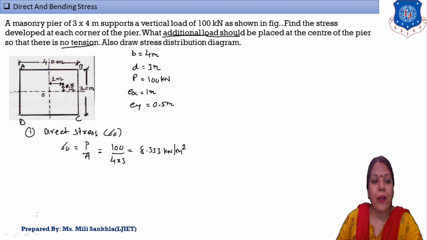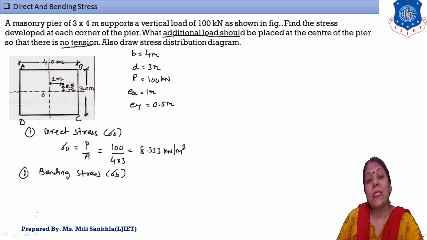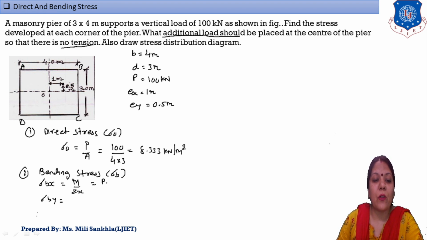Now second, we find out bending stress. Bending stress is sigma b, and as two eccentricities are given, we find out two bending stresses. First we find sigma bx and second sigma by. Sigma bx is equal to M by Zx, where M is equal to P into Ey, because the eccentricity is perpendicular to the axis. Sigma by is equal to M by Zy, that means P into Ex divided by Zy.